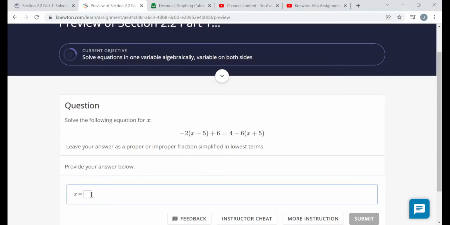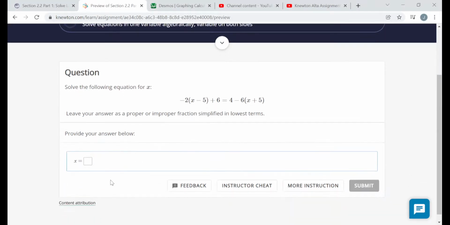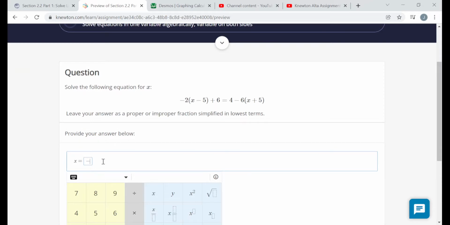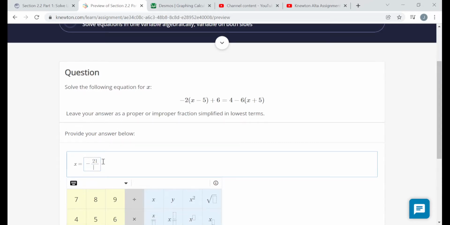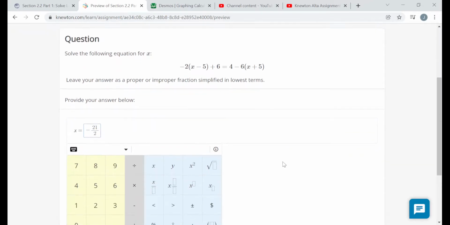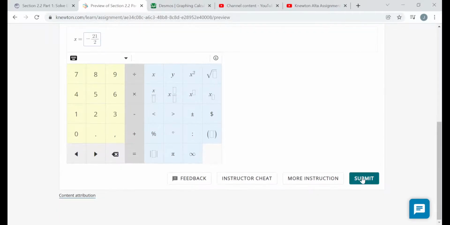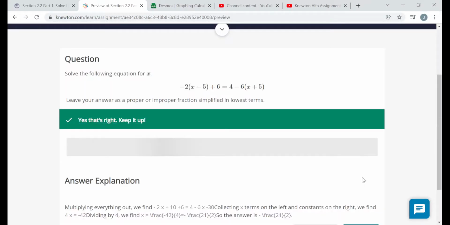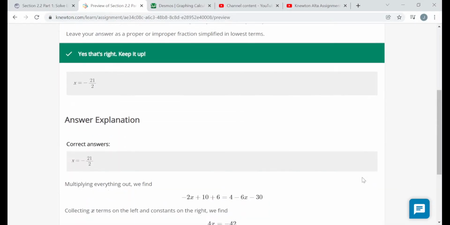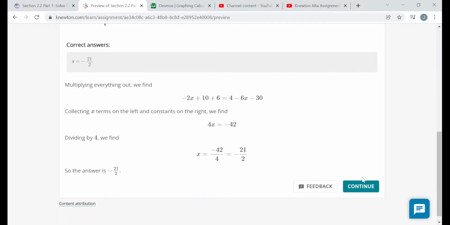I'll go back here. Now they already have the x equals, so I just need to enter the solution, negative 21 halves. And submit. Great. And again, please read through the answer explanations.